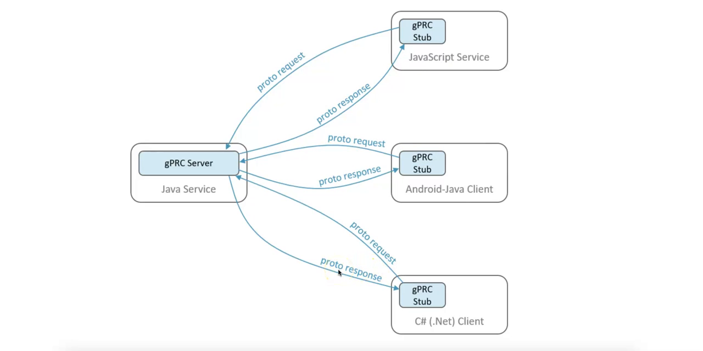So in summary, gRPC is a modern communication framework that simplifies building distributed systems by providing fast, efficient, and secure communication between services across different platforms and different languages.